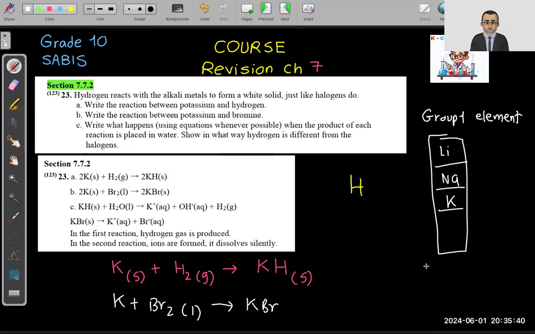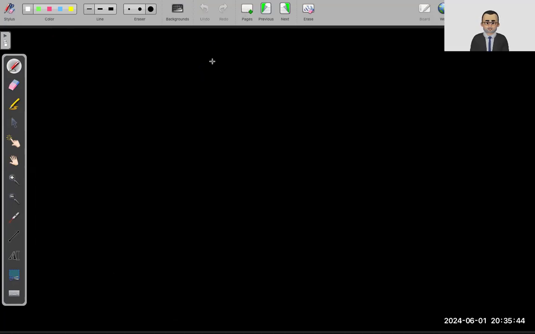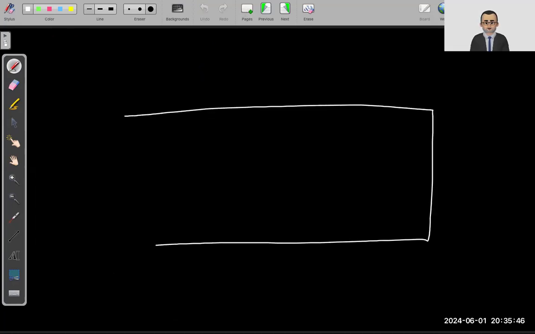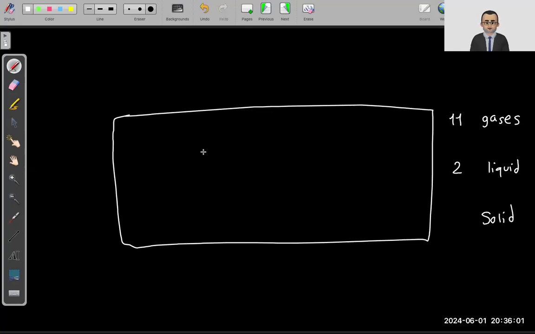Because we said the whole periodic table is divided into 3 types of physical states. Do you remember we said that there are 11 elements which are gases and 2 elements which are liquids, and the rest of the elements are metals, which are solid at room temperature? So if you divide the whole periodic table into different physical states, there are 11 which are gases. What are the 11 gases? Do you remember any of them?